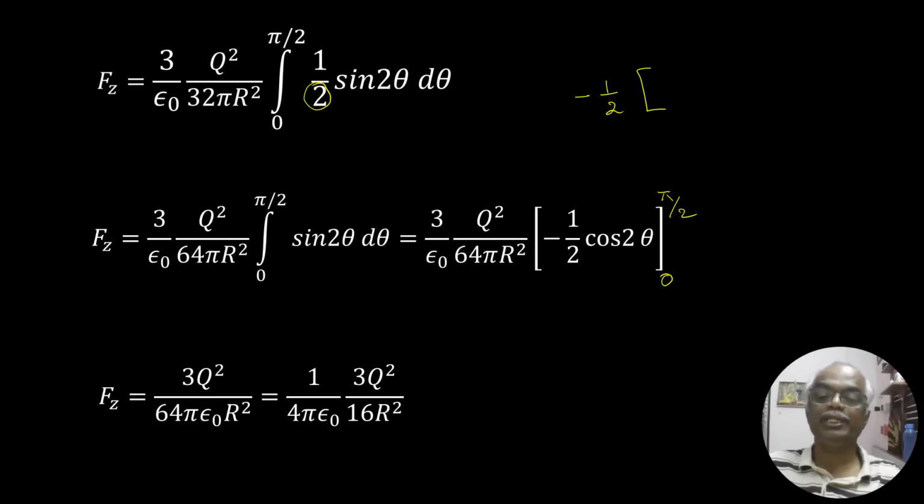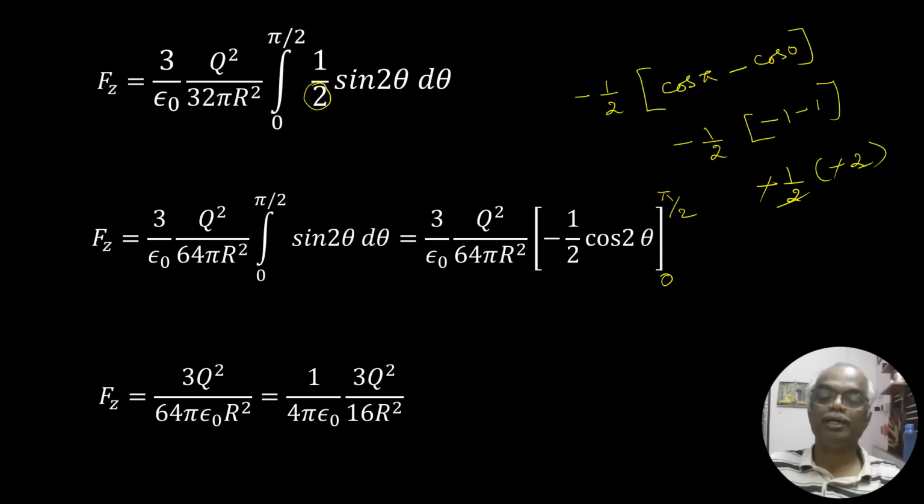Then you apply the upper limit. For the upper limit, cos 2 theta, theta is pi by 2, so this will become cos pi. For the lower limit, this is cos 0. This is equal to minus of cos pi is minus 1 and cos 0 is 1, so minus 1 minus 1 is minus 2. So this will become minus multiplied by minus 2. So this minus minus will get cancelled and the 2 will get cancelled. After applying the limit, this term will become 1.